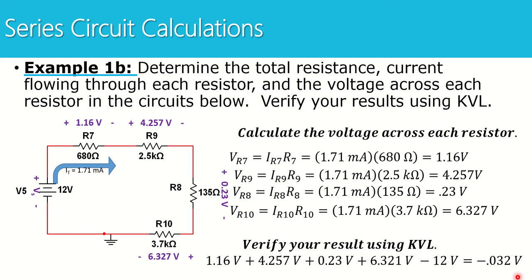Sometimes that'll happen because we're rounding our numbers as we calculate. So if we were not rounding these answers, we should get almost exactly 0. But because we're rounding the total current and we're rounding the voltage value for each one of these, you may not get exactly 0, but you should get something very close to 0. So instead of 0, we got negative 0.32. It's very close. So our results are verified as long as when you apply KVL, you get something very, very small, very close to 0.